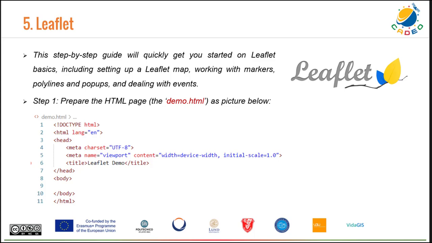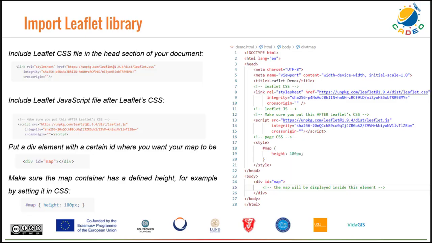Step 1. Prepare the HTML page as pictured below. The second step, import the Leaflet library. First, we need to include the leaflet.css file in the head section of your document, using the link tag with the href attribute to point to leaflet.css. Next, we include the Leaflet JavaScript file after the CSS file, using the script tag with the src attribute to point to the leaflet.js file.